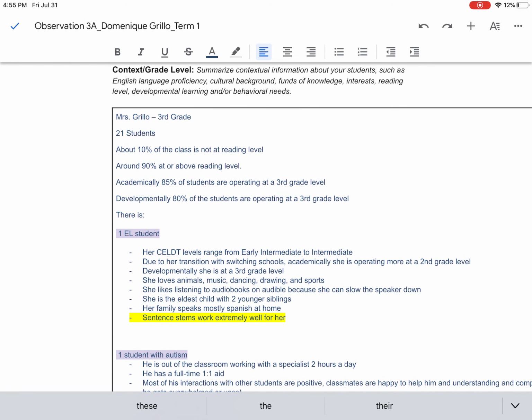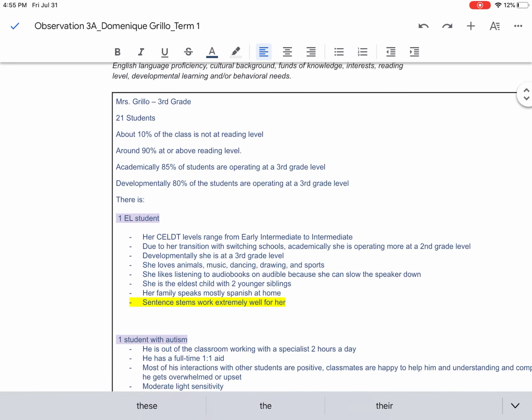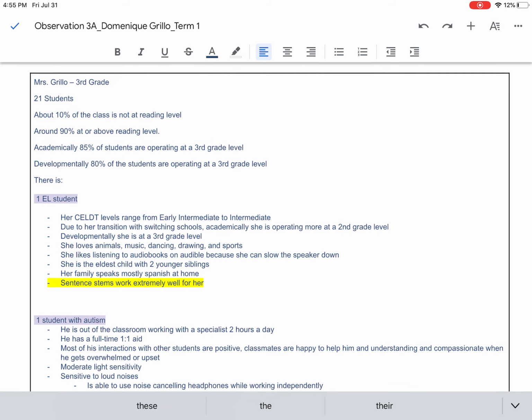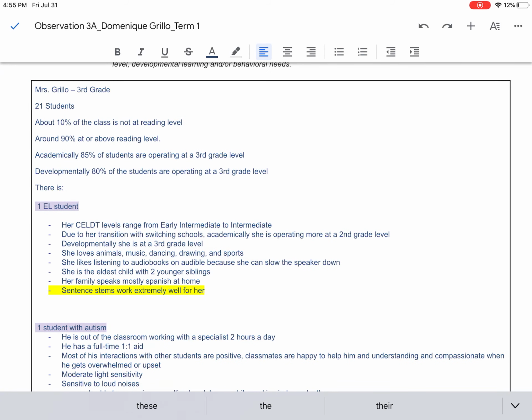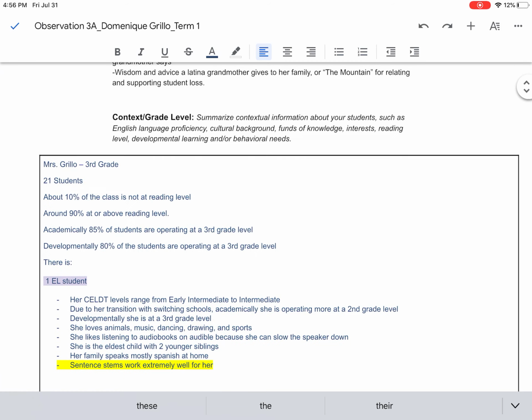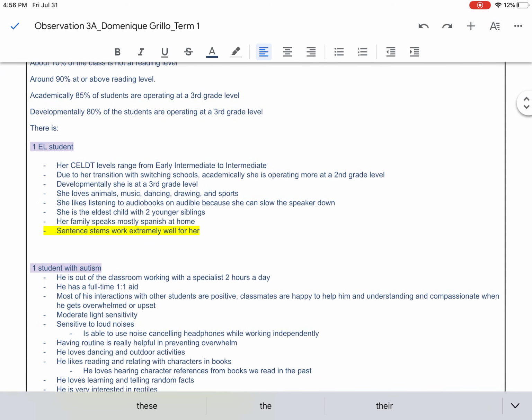So this is the same hypothetical class I've been developing throughout my lesson plans. I just wanted to go ahead and highlight some things that I added. Everything that I would have added is highlighted in yellow. So I have my EL student, and she's based off a student I've had in the past. What I added this time around is that sentence stems work extremely well for her. It's something I had in her adaptations portion, but I realized that's a big part of her contextual information, and so I put it up there.